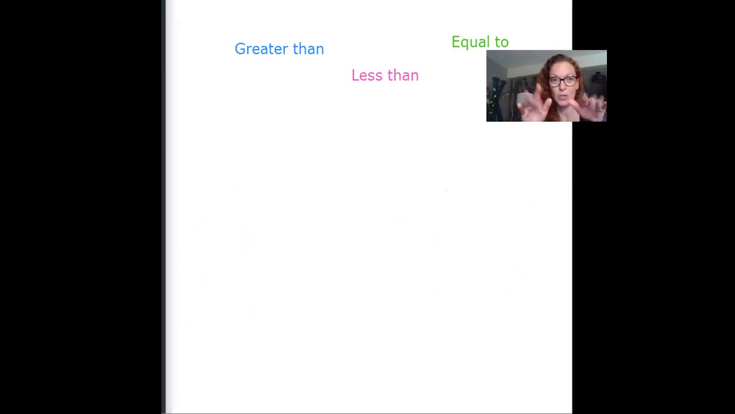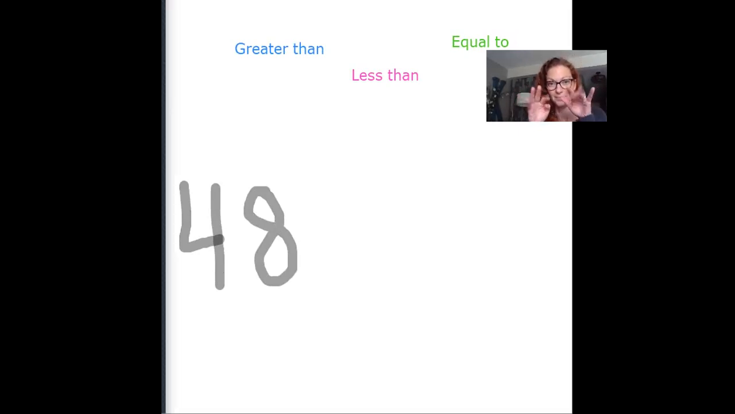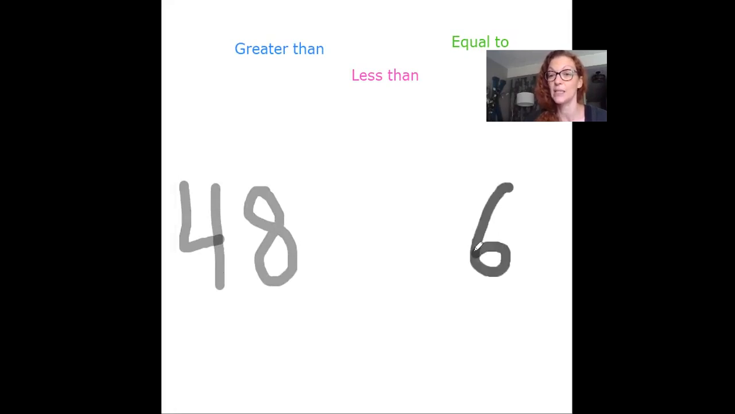Go spinner, go spinner. Ooh, what's our number? 48. All right, so make sure you write your 48 down. All right, now we're going to spin again. Ooh, what number is that? 65. All right, when you write it down, make sure you leave lots of space in between the 48 and the 65, because you need to write either greater than, less than, or equal to.